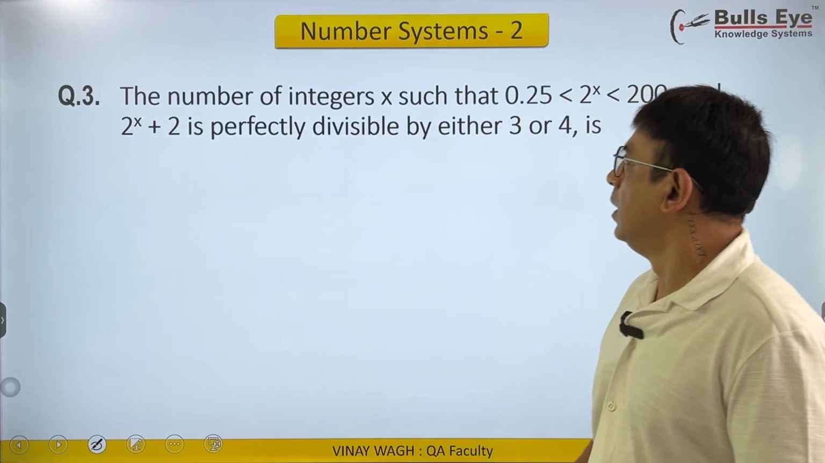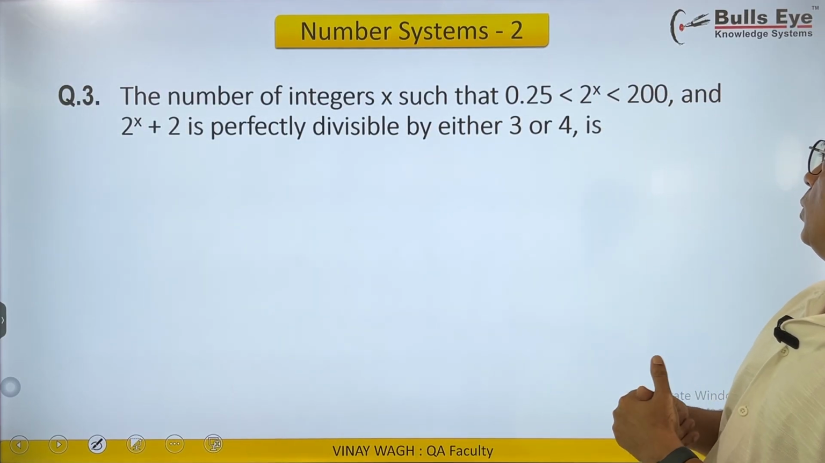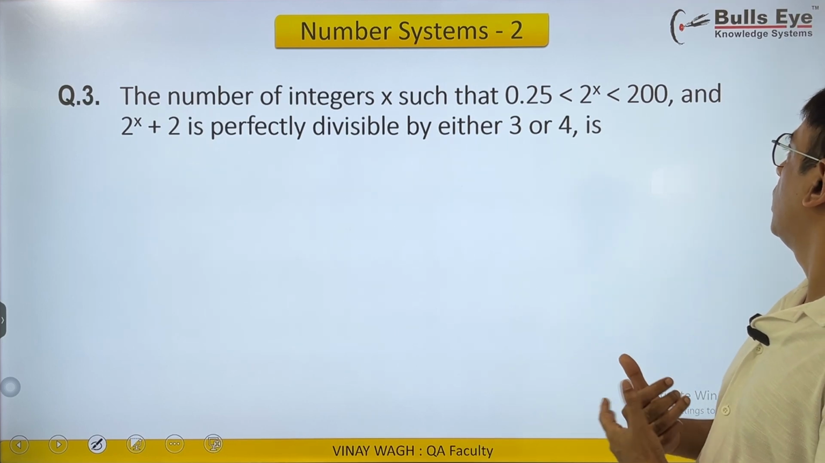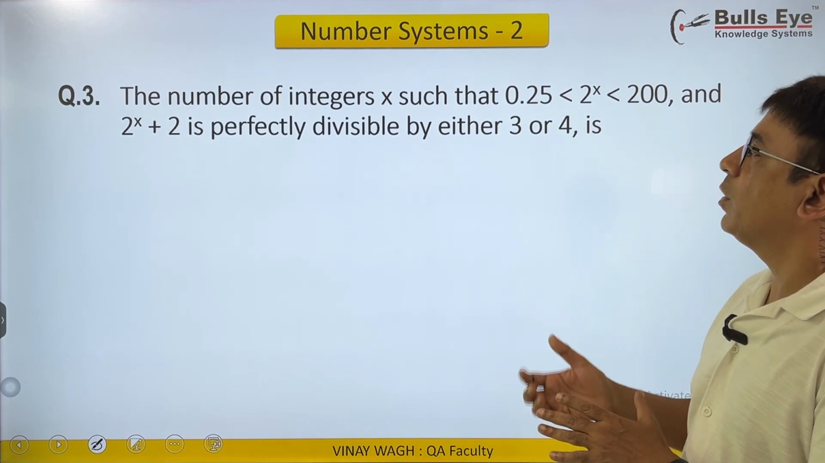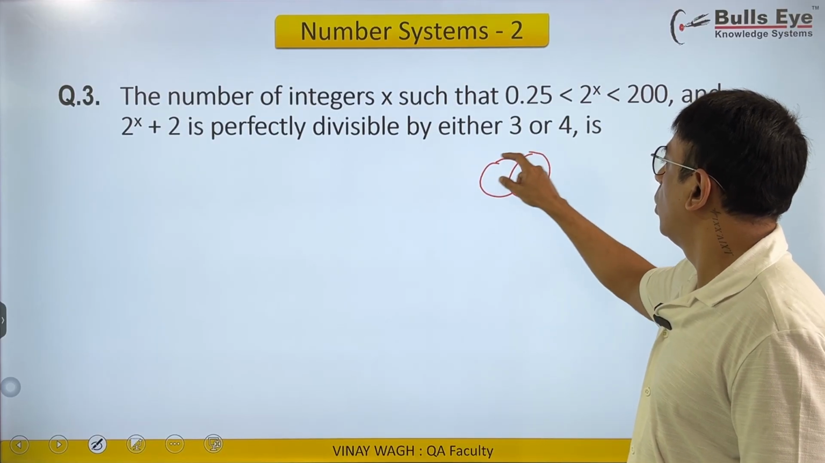Third, the number of integers x such that 0.25 is smaller than 2 raised to x, and 200 is more than 2 raised to x, and 2 raised to x plus 2 is perfectly divisible by either 3 or 4 or both.